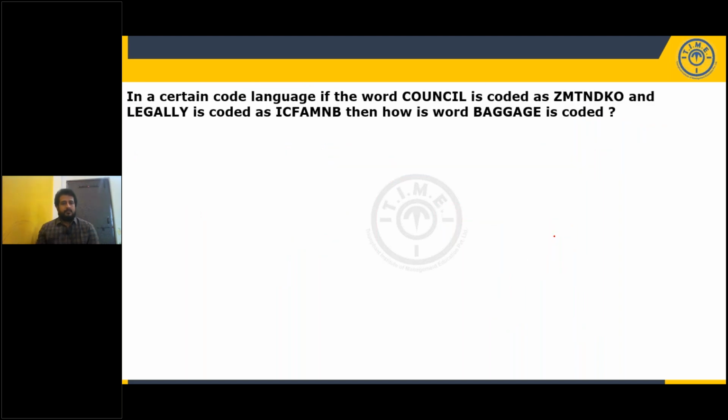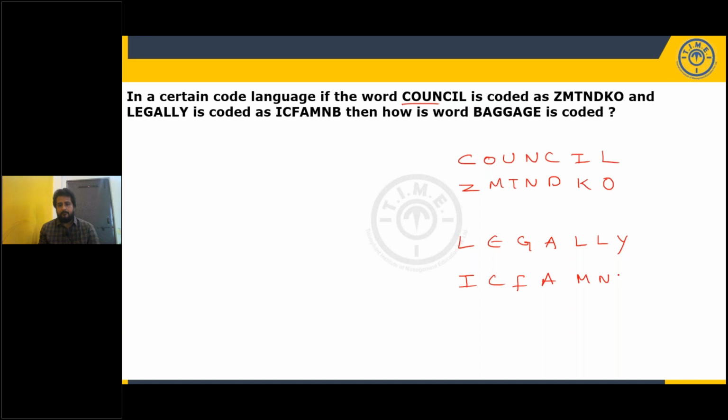Now, in a certain code language, if the word council is coded as ZMTNDKO and legally is coded as ICFAMNB. Okay. Now, what is the code for the word baggage? We have given 2 clues to answer the question. So let's check what the logic is. In both the clues, the logic has to be the same.